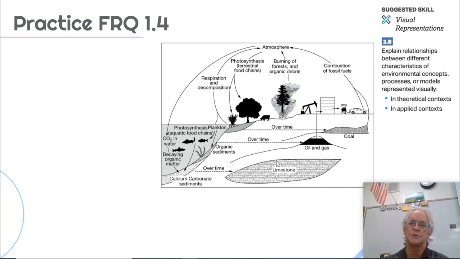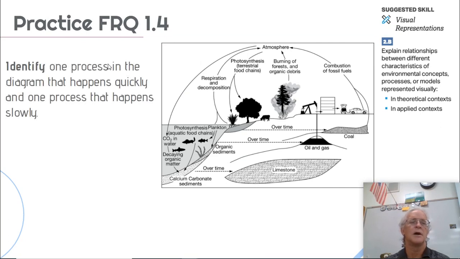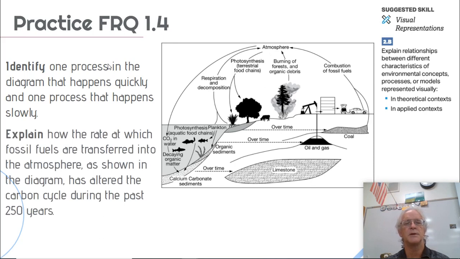First, we see the picture, which you have seen multiple times already. Identify one process in the diagram that happens quickly and one that happens slowly. Explain how the rate at which fossil fuels are transferred into the atmosphere, as shown in the diagram, has altered the carbon cycle over the last 250 years.